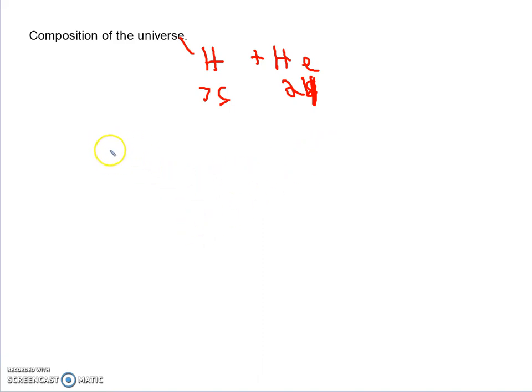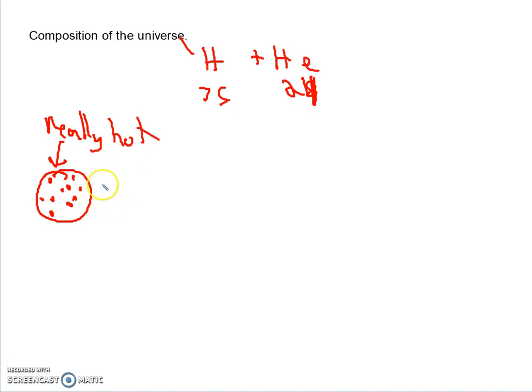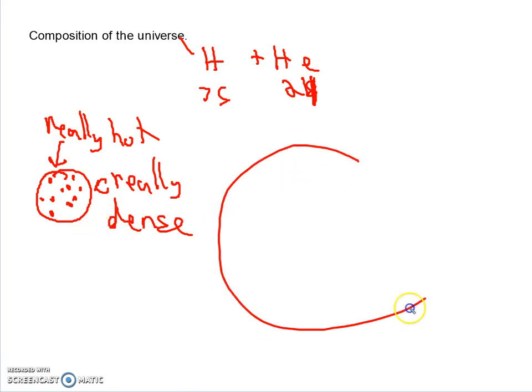Okay, anyway. So composition of the universe, how does this connect? Well, imagine in the early universe, and at least as we know, there could have been something before, but we don't know. You have these fundamental particles just super close together. It's really hot, really dense, right? And then it starts to expand.